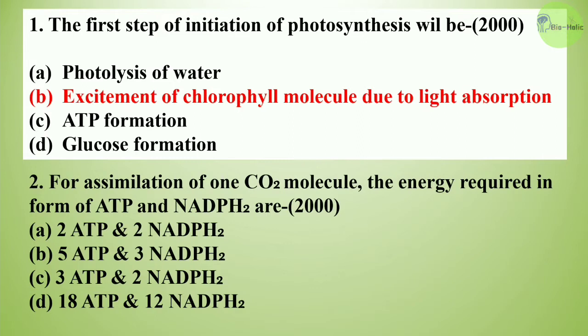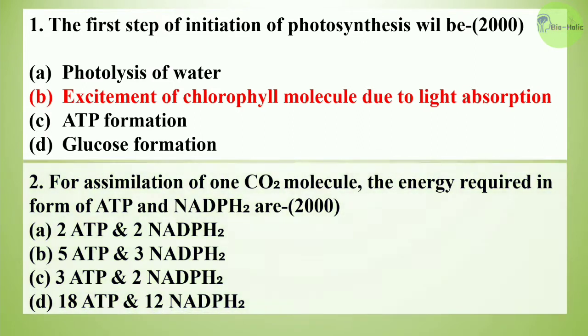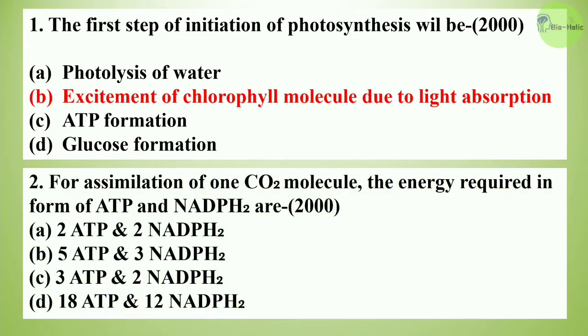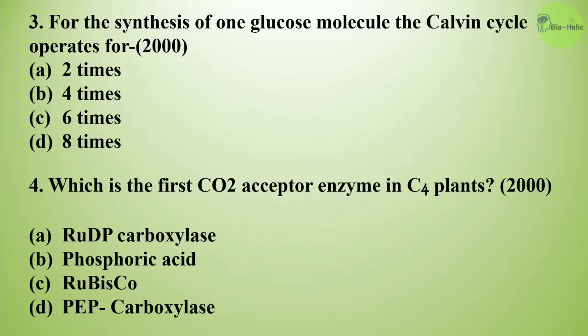Then the second question is, for assimilation of one carbon dioxide molecule, the energy required in form of ATP and NADPH2 are 2 ATP and 2 NADPH2, 5 ATP, 3 NADPH2, 3 ATP and 2 NADPH2, 18 ATP and 12 NADPH2. For assimilation of only one carbon dioxide molecule means 1 Calvin cycle. So we know that in 1 Calvin cycle, 3 ATP and 2 NADPH2 are used. Therefore, the option C will be the answer.